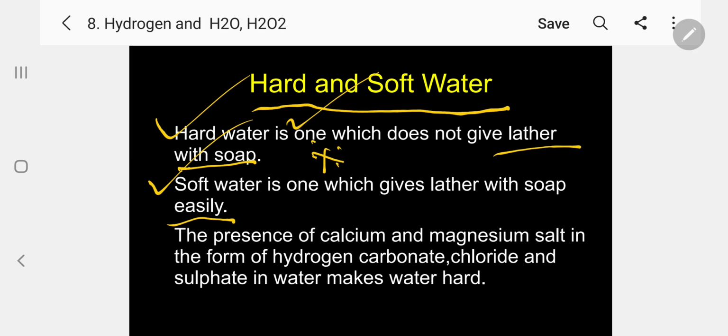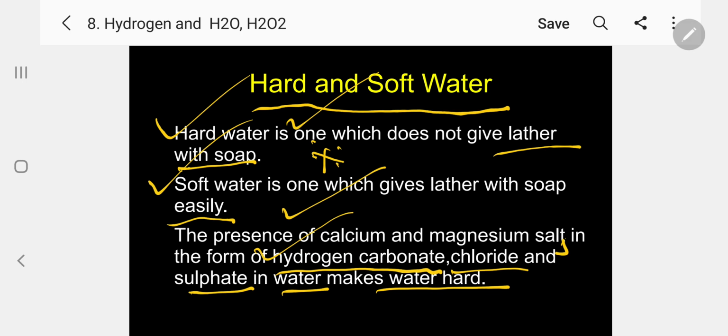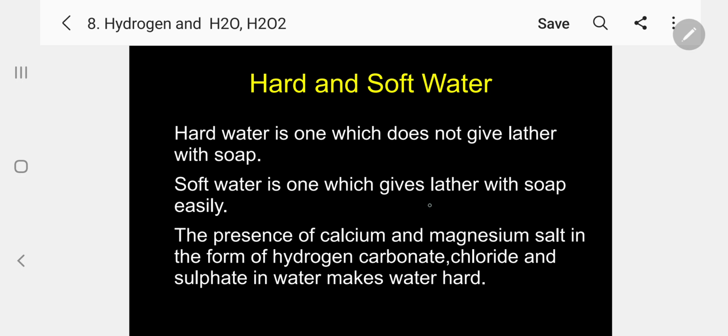Now, what is responsible for hardness? The presence of calcium and magnesium salts in the form of hydrogen carbonate or bicarbonate, chloride and sulfates in water makes water hard. Please follow. Calcium bicarbonate and magnesium bicarbonate are responsible for temporary hardness. Calcium chloride, magnesium chloride, calcium sulfate and magnesium sulfate are responsible for permanent hardness. Please have a clear idea.